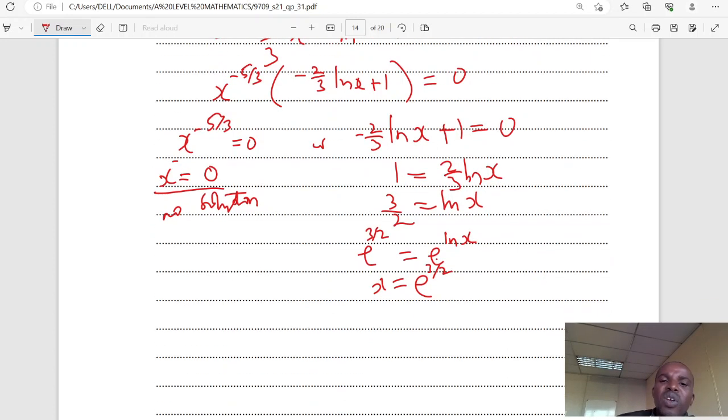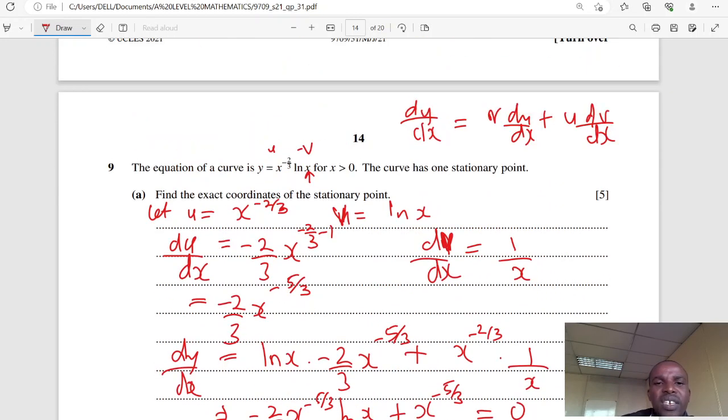Then done. We have to find the corresponding value of y in this case, right? What did they say here? They said of the stationary point R, which means it's one stationary point. So these are the guiding items, they will guide you. Because they said point, which means they are not two. It's just one point.